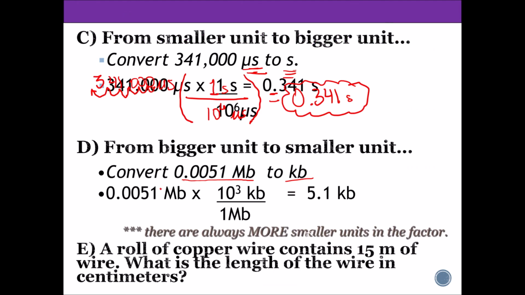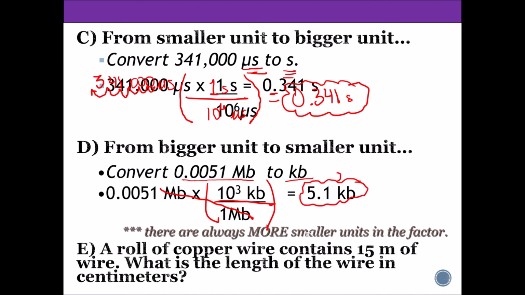All right, so megabytes cancels with megabytes when we put 1 megabyte in the denominator. 10 to the 3rd kilobytes goes in the numerator. So our conversion factor here is 10 to the 3rd kilobytes per megabyte. Now we multiply 0.0051 times 10 to the 3rd, then we get 5.1 kilobytes.